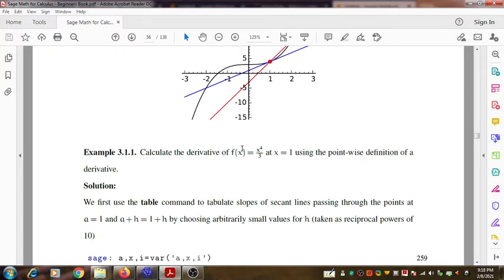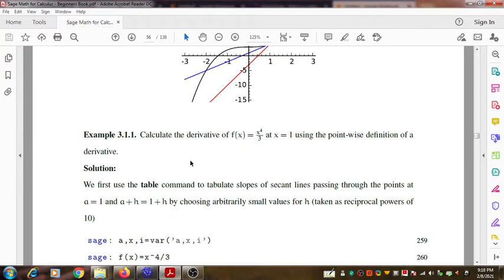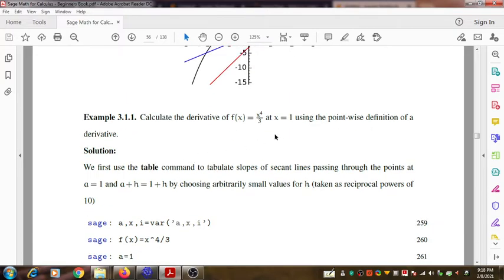Next, you are going to see a problem. Calculate the derivative of the function f(x) equal to x raised to 4 by 3 at the point x equal to 1, using the point-wise definition of the derivative. It's a method, but that method is very lengthy. But here it is asked to find the derivative using that procedure.